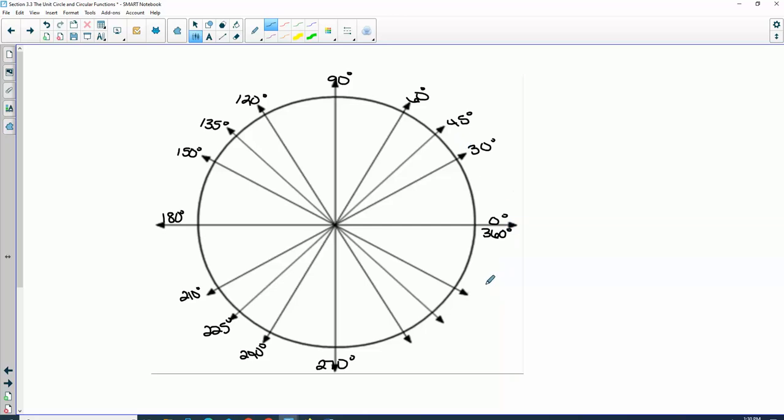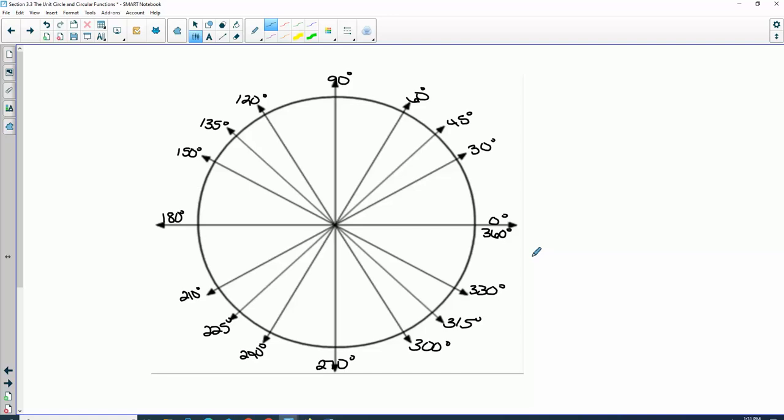So here we just do 360 minus each of these. So 360 minus 30, 330. 360 minus 45, 315. 360 minus 60 is 300. So, do you feel like you could put those on there?